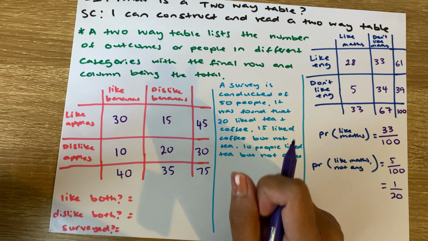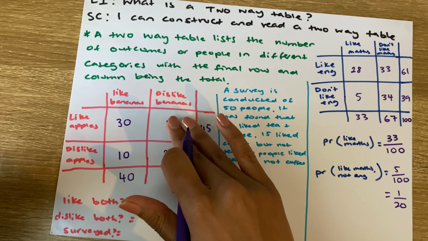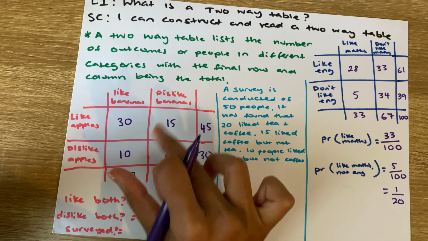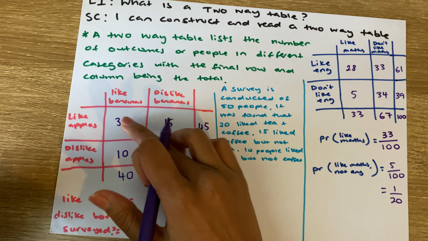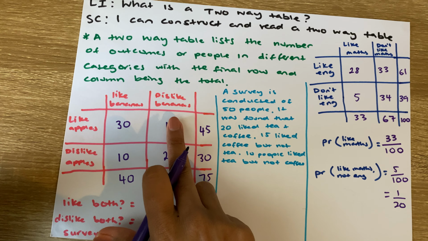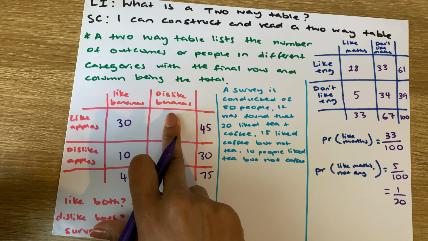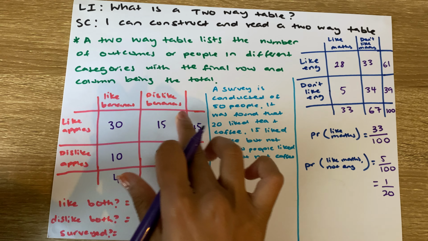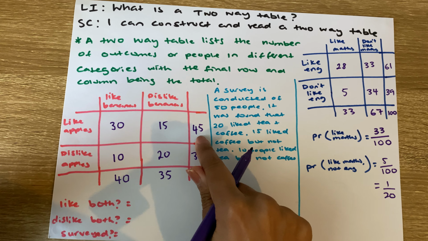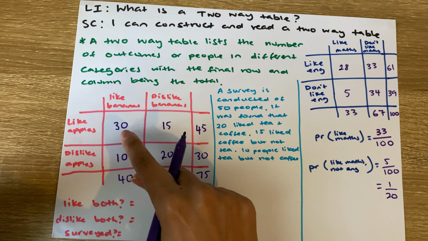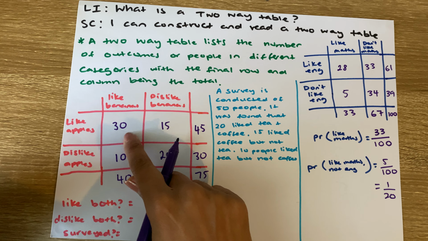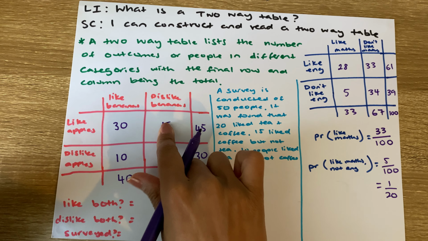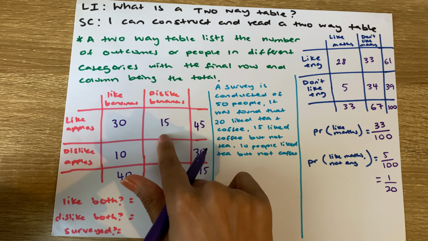So in this case, we could get a question that maybe has fill in the blanks. So they might not tell you some of the squares and you have to add them up. So say they didn't tell us this value here. How many people like apples and dislike bananas? Well, we know the total number of people that like apples is 45 and the total people that like both is 30. So this one has to be 45 take away 30, which is 15.